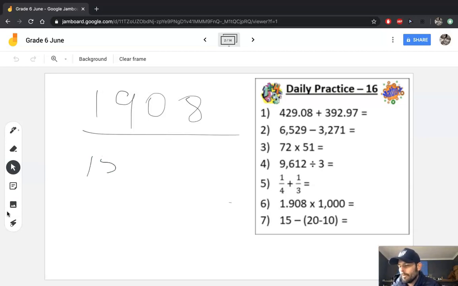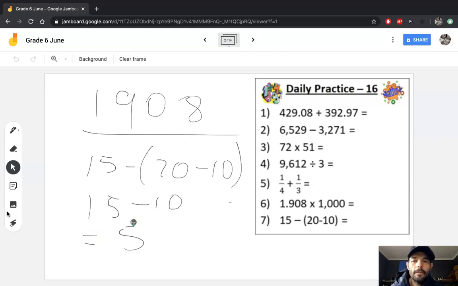And then question 7 is, what order do I do this question in? So we should remember that brackets always comes first. Okay, so this becomes 15 minus 10, and that is equal to 5.